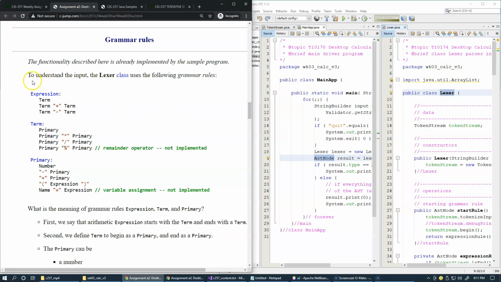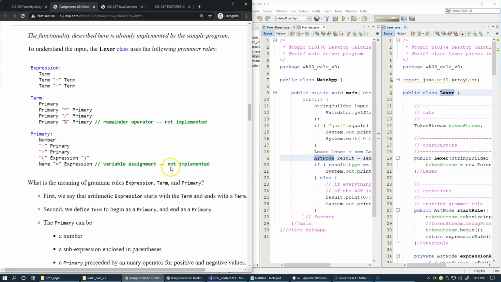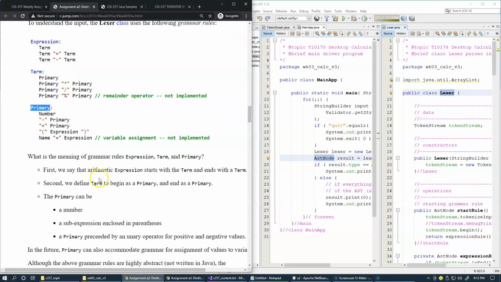So let's begin and say that to understand the input, the lexer class uses the following grammar rules. These are just a formally written set of rules, and let's examine them part by part. What is the meaning of rules? The rules are written with this highlight right here: expression, term, and primary. So what is the meaning of rules? Well, we say that arithmetic expression right here starts with the term and ends with the term.